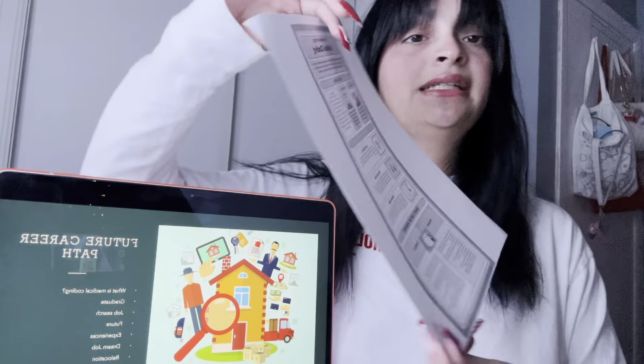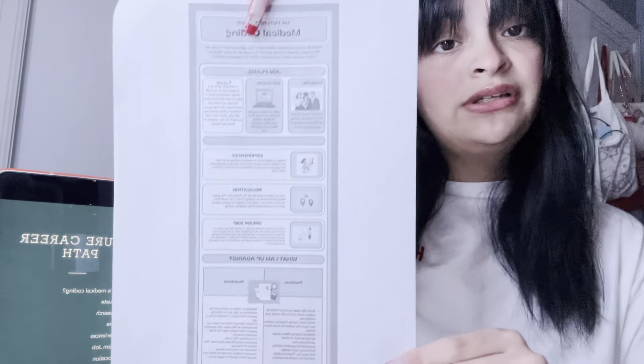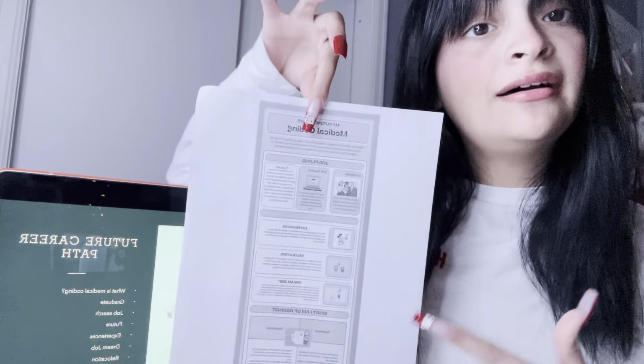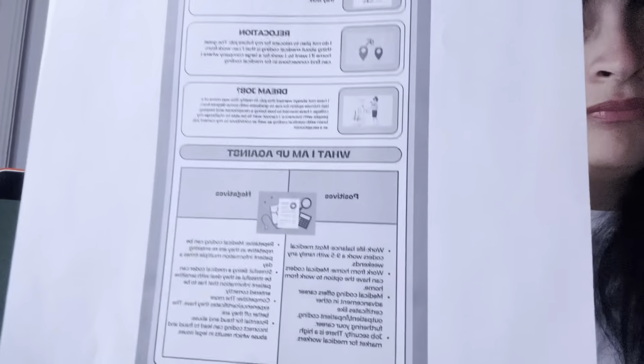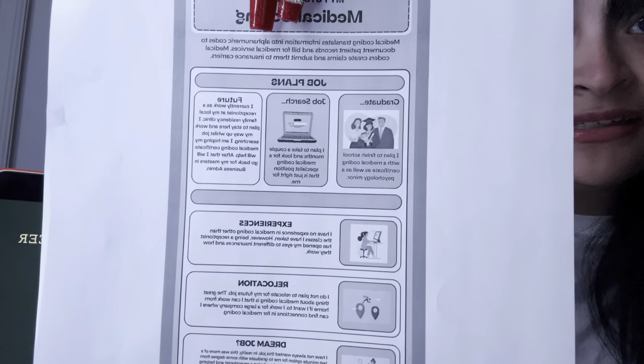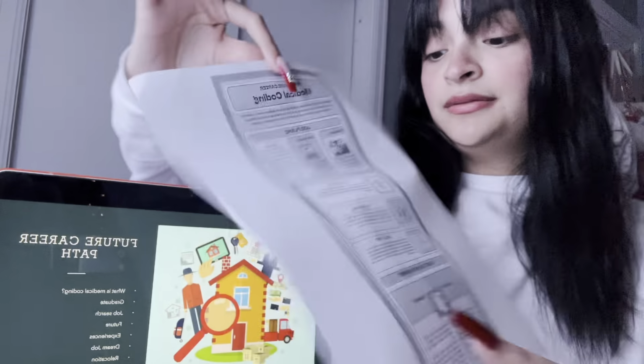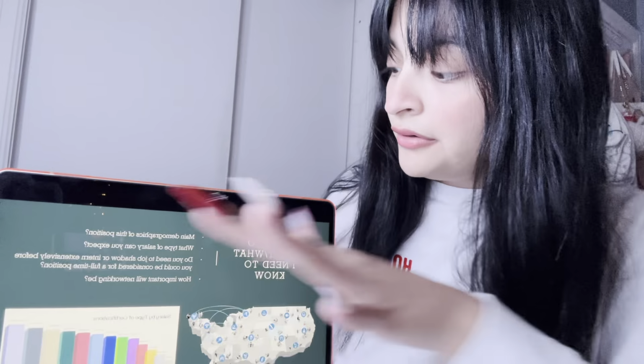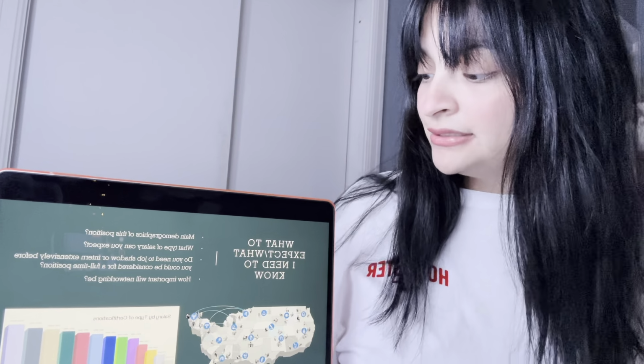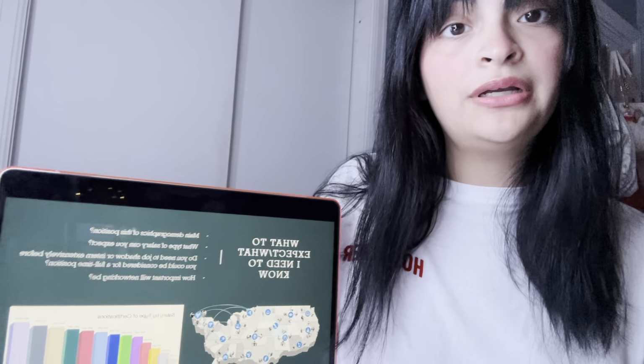But yeah, this was the second portion of the capstone. So this was my little brochure. It's not in color, but it was very fun to make. So moving on, what to expect and what I needed to know about medical coding.